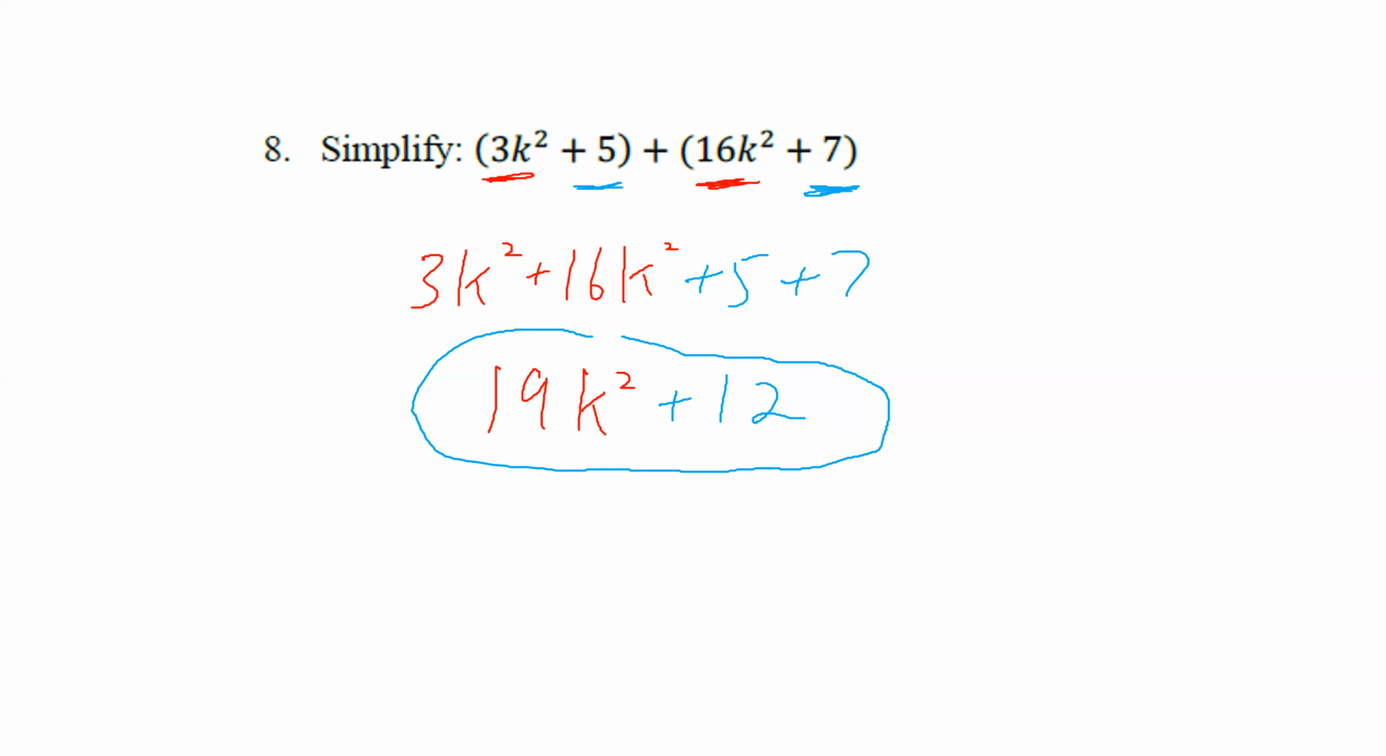So all the values that were like terms, we combine. So here we had the k squared and the k squared values. We combine those two. We're going to have a term in the end for those two values. We had the two constants. We added those two. We're going to have a term in the end for those two constants.